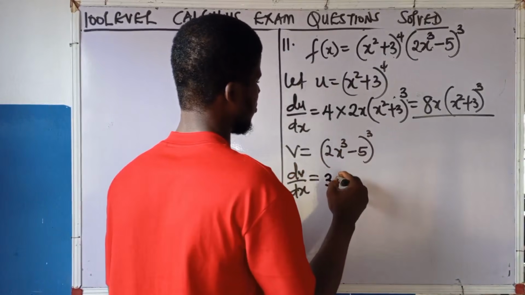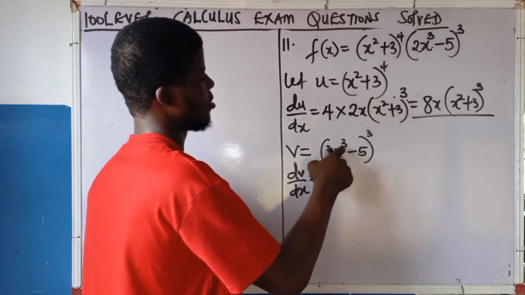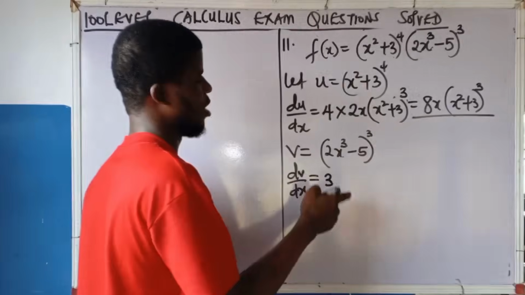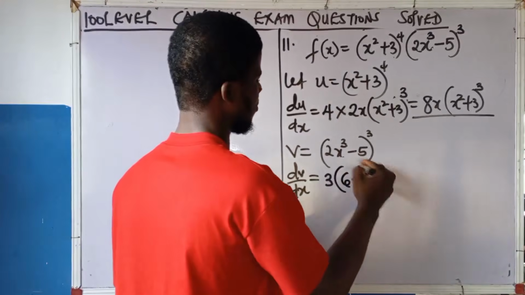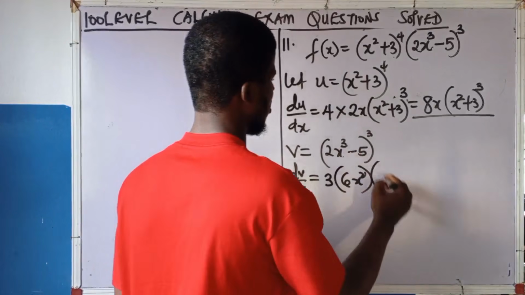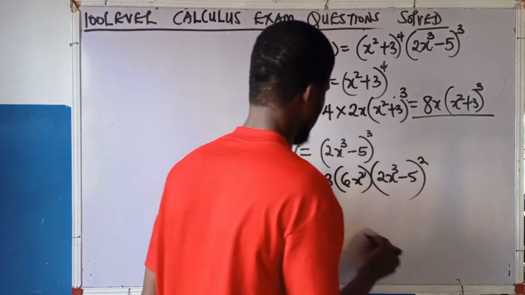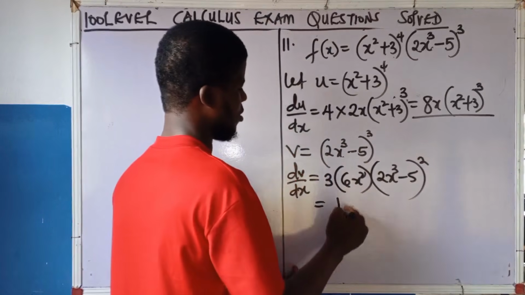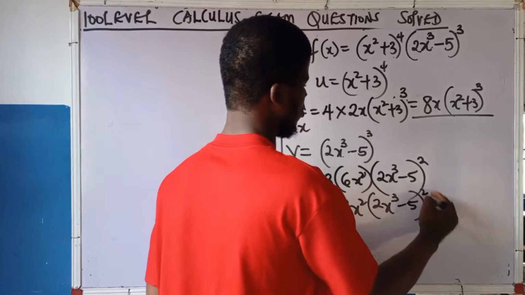3 is here, write it down. Differentiate this inner function. 3 times 2 is 6. 3 minus 1 is 2. So we have 6x squared. This one will give me 0. So into 6x squared. Then write the function itself again. That will be 2x cubed minus 5 raised to the power 2 now. You get it? So what will this give me? This is 18x squared into (2x cubed minus 5) all squared.